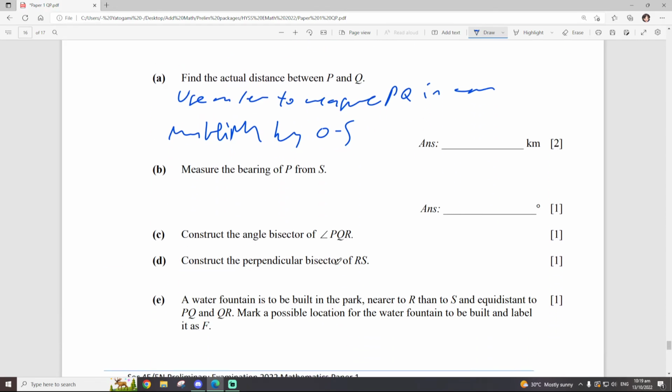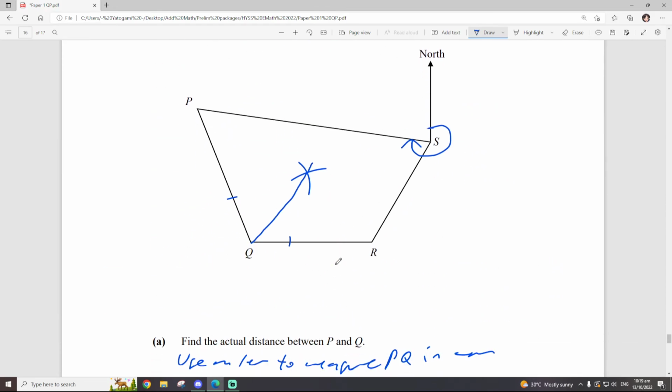Construct the perpendicular bisector of RS. Okay. So let me extend this line a bit. RS, to make the perpendicular bisector, you put your compass needle on R, you pick a point that's at least half the distance, then you draw an arc. Then you keep the same distance, you draw on the other side, you draw an arc. Then you join the intersection of the two of them. And that will be your bisector.